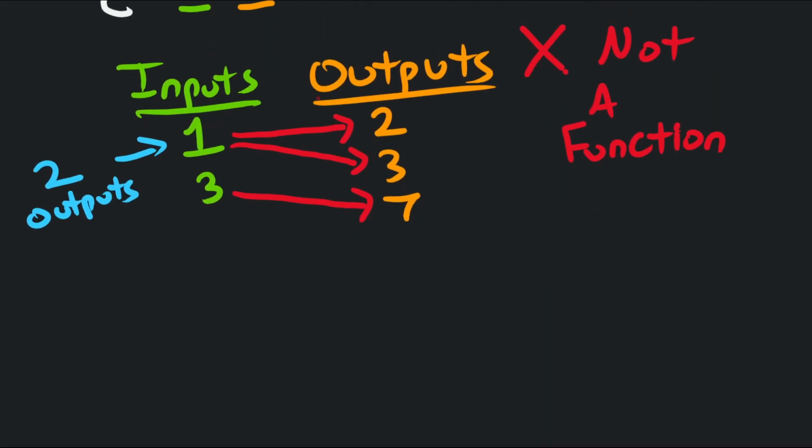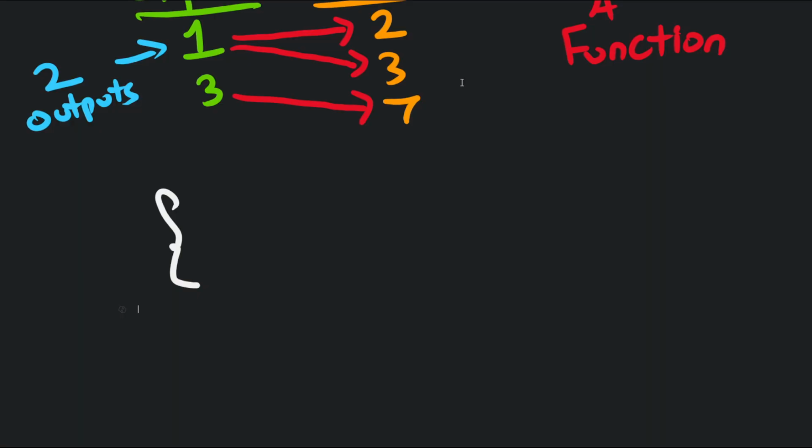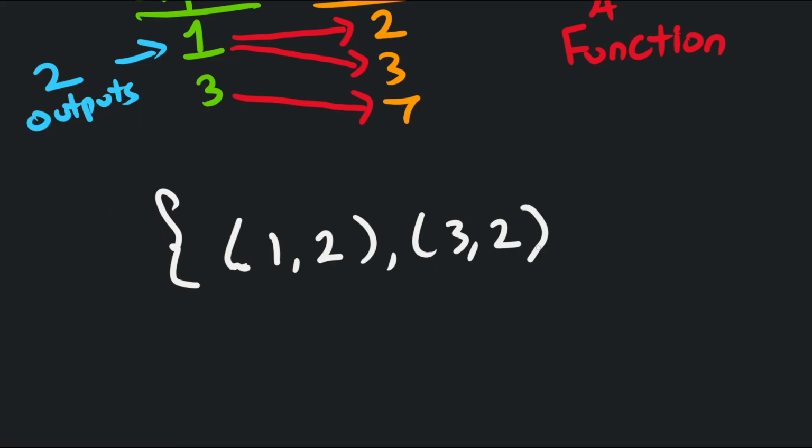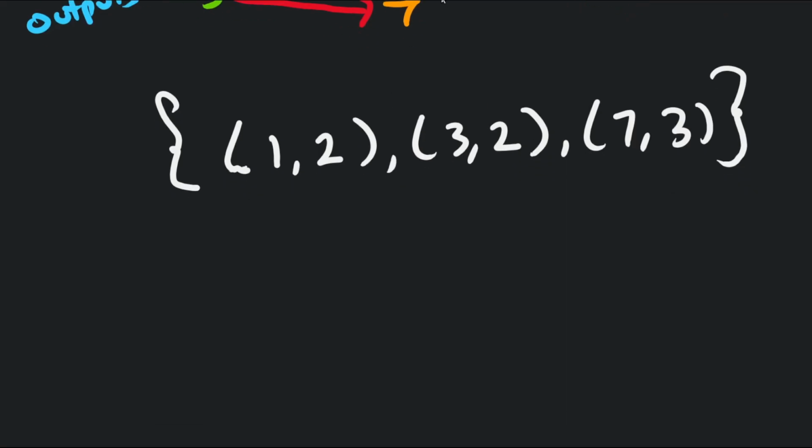Now let's just go through one more quick example. Let's say we had this relation, and let's use some curly brackets. So we had 1, 2, 3, 2, and 7, 3. Close curly brackets. And again, we'll do the same thing. All of our inputs are these x-coordinates in green, and all of our outputs are these y-coordinates in orange.